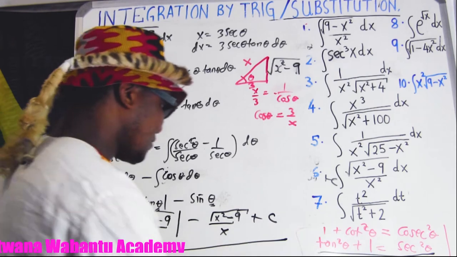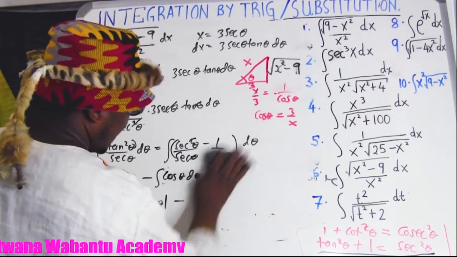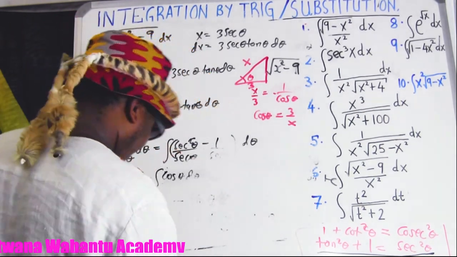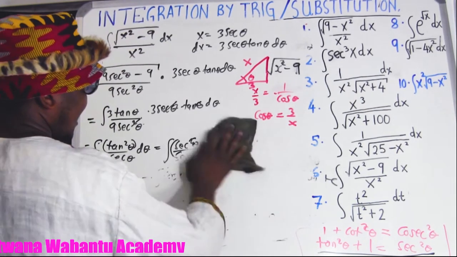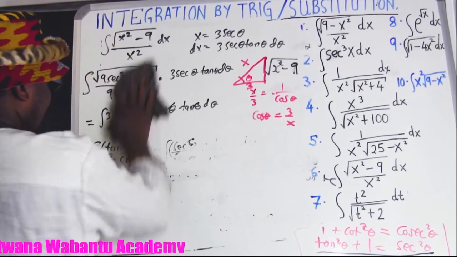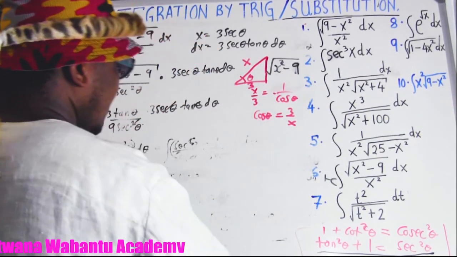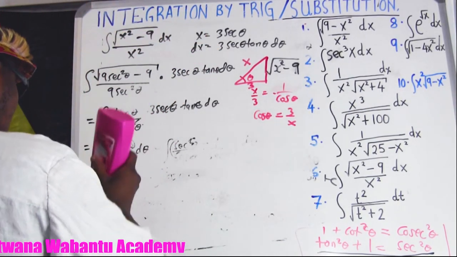Now let's go to question number 7. Question number 7 is the tan substitution. We're almost finished. Let's go.